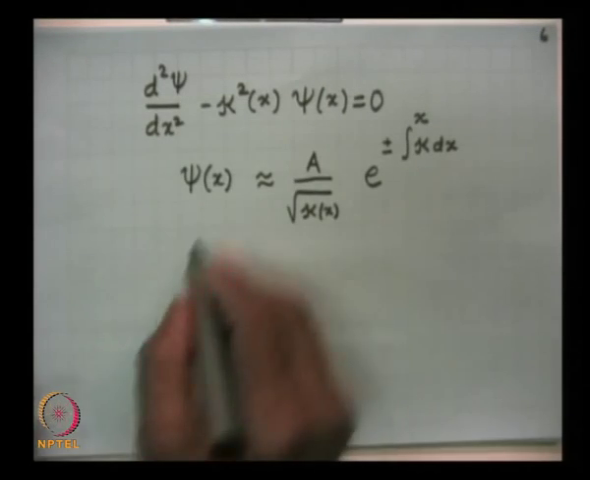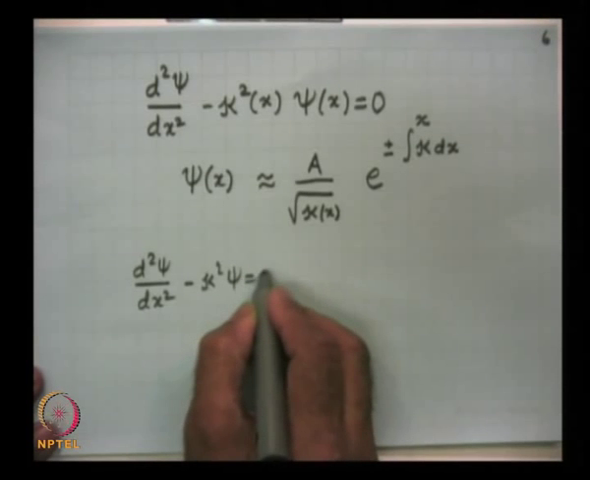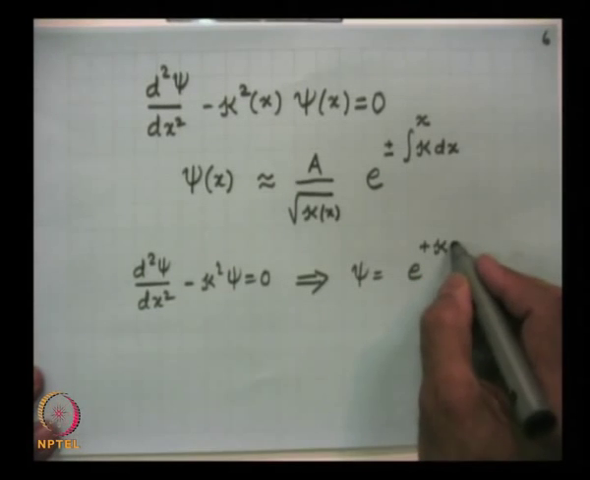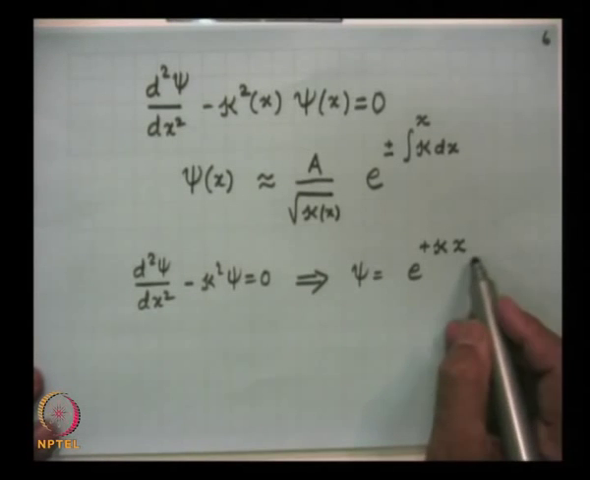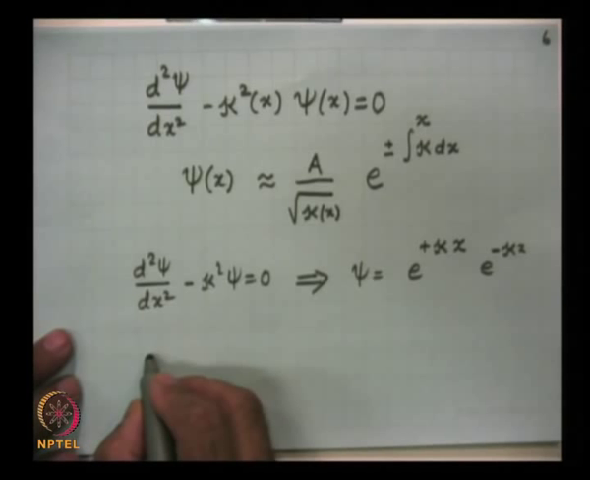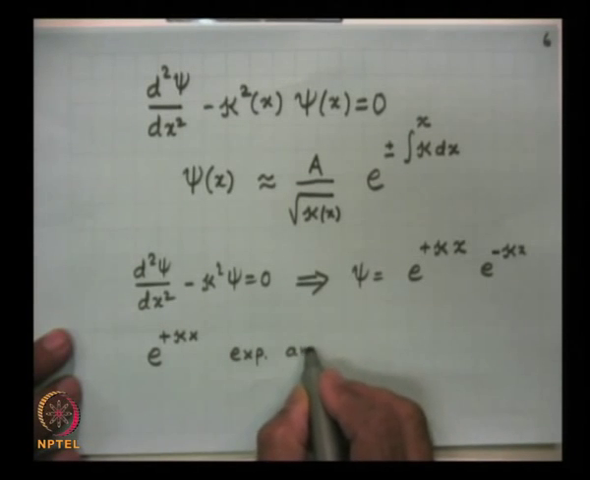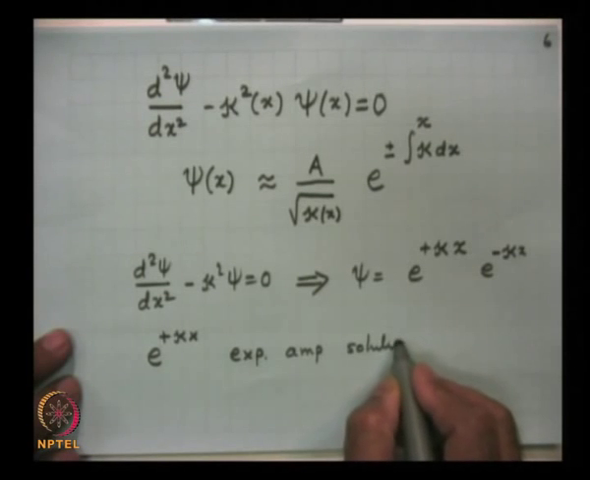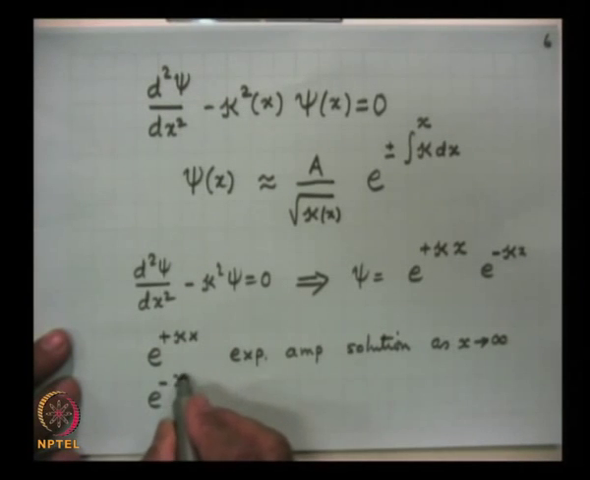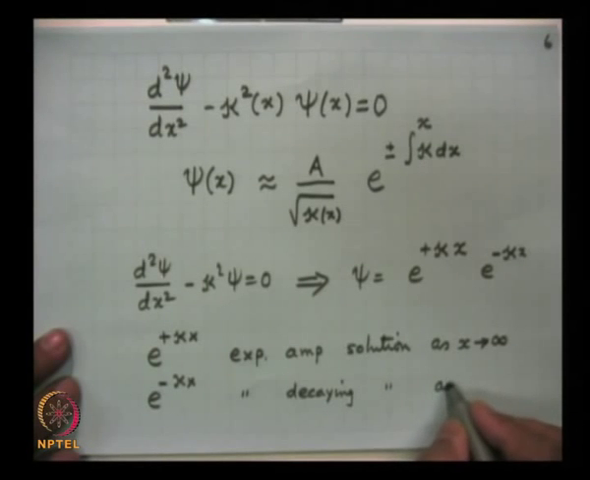On the other hand, if I have an equation of this type, d 2 psi by d x square minus kappa square psi of x is equal to 0, then it has two solutions. One is e to the power of plus kappa x, if kappa is a constant, which is an exponentially amplifying solution as x goes to infinity, and e to the power of minus kappa x, which is an exponentially decaying solution as x goes to infinity. You must remember that.